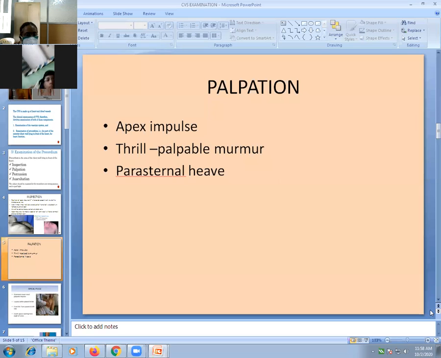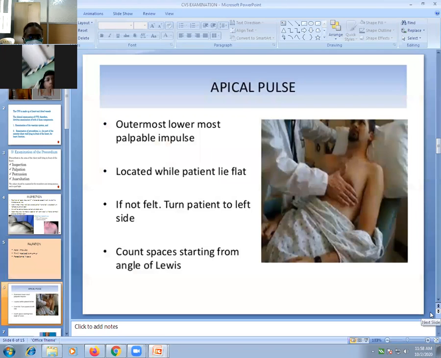The third point is the parasternal heave. So in palpation there are three important points. The apex impulse: you have to palpate it, localize it, and write down its position. Palpable murmur, whether present or not. Parasternal heave, present or not. This is the way of palpating the apical impulse.